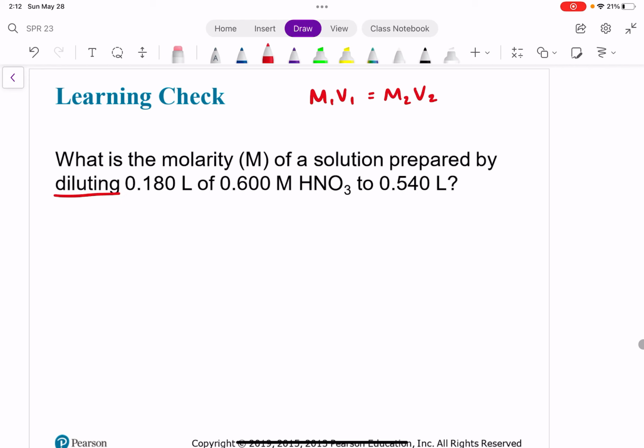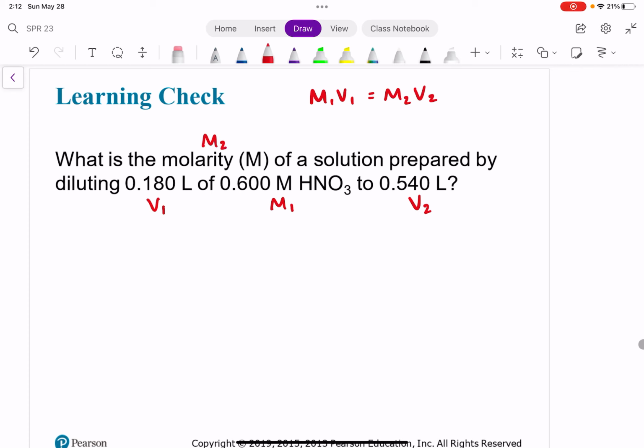I'm noting that I'm diluting something, so that's a good hint that you're going to need your M1V1 equals M2V2 equation. So what's the molarity? We want to know the molarity of a solution prepared by diluting that many liters. This is my initial volume, and then I'm going to dilute it, so this is my final volume. I'm diluting from that many liters to that many liters. Then I've got an initial molarity, so that's M1, and I'm solving for M2.